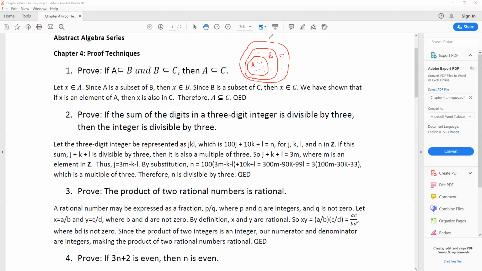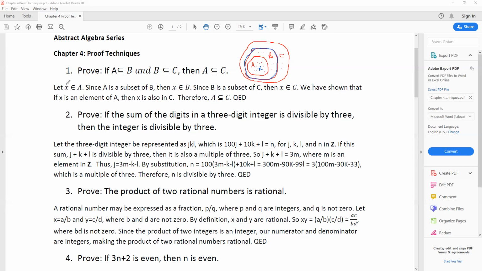Let X be an element of A, and since A is a subset of B, then X is contained in B as well, which we can see. So if we draw a ring here to illustrate the boundary for B, we can see that X is contained inside set B.